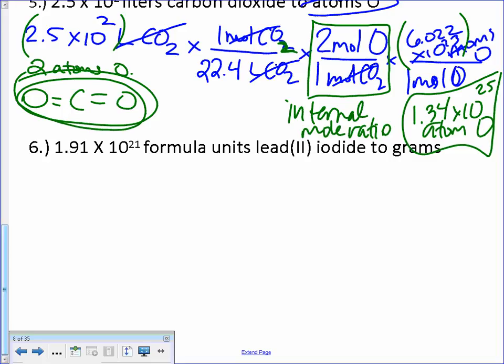Okay, last one for me for now. So I'm trying to model exactly one of every single example. This is the last one. We have formula units of lead 2 iodide going to grams of lead 2 iodide. So if it's the same thing, it's actually a little simpler. So what am I starting off with?